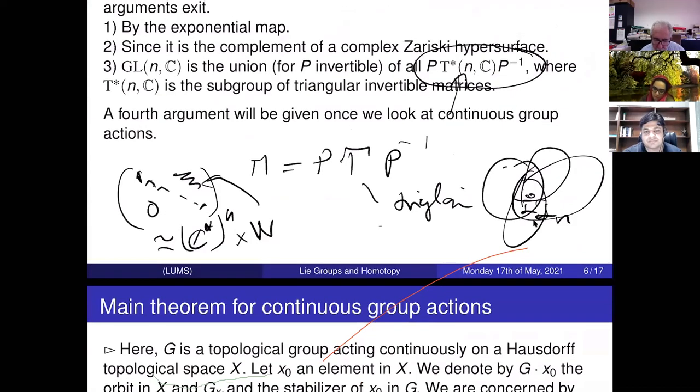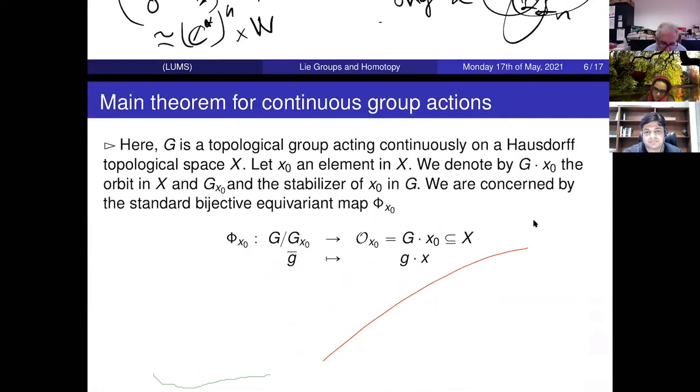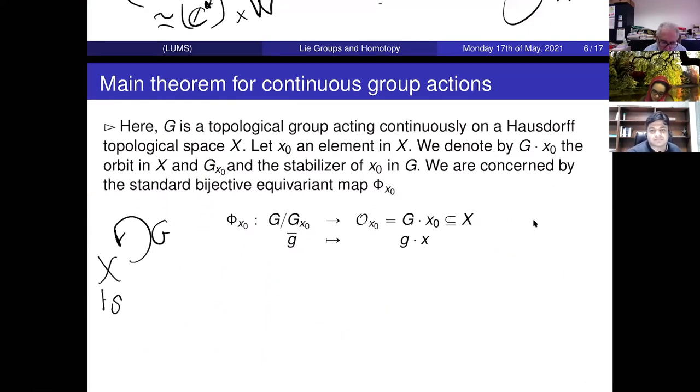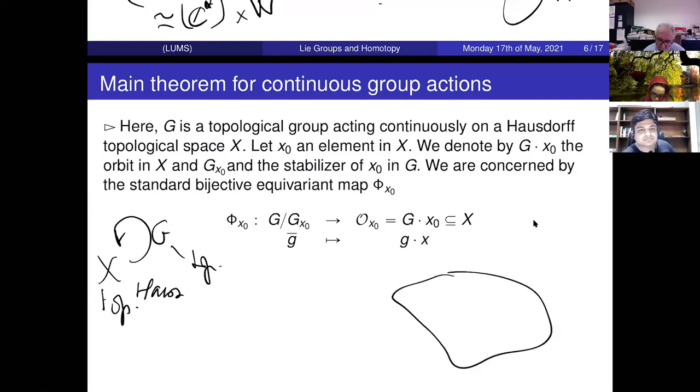So let us now come to group actions. I have a set X, and I have a topological group G which is acting on it. X is topological, Hausdorff. G is a topological group, and I suppose that the action is continuous. I will not define this, but you imagine what this means. And inside of X, I take a point and I take its orbit, which I will denote G dot X0.